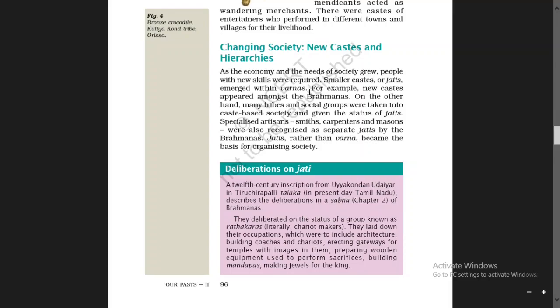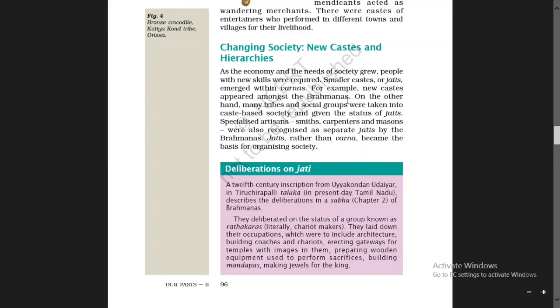Smaller castes or jatis became visible within the different varnas of Hindus. In Hindu society, we have these four varnas, or castes, which are known as Brahman, Shudra, Kshatriya, Vaishya. For example, new castes appeared amongst the Brahmanas. On the other hand, many tribes and social groups were taken into caste-based society and given the status of jatis.